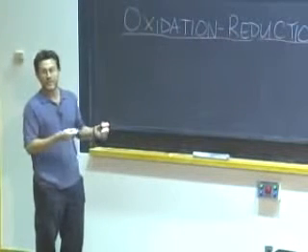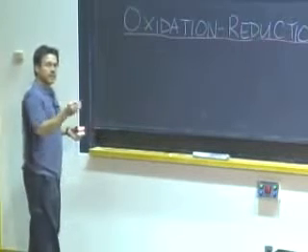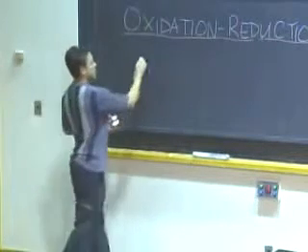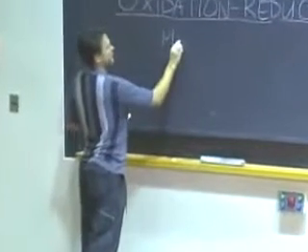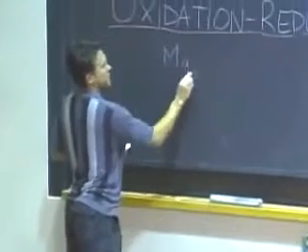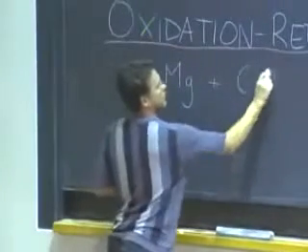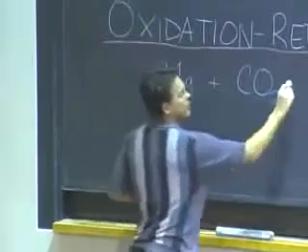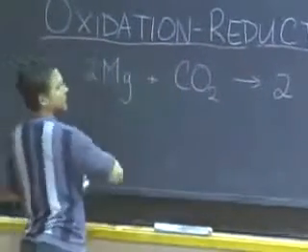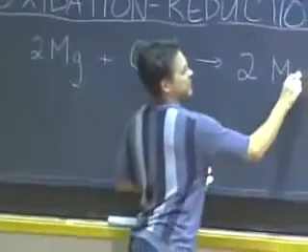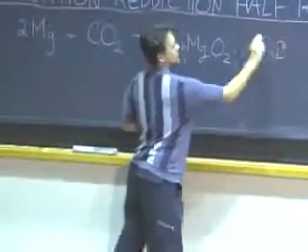Okay, so this is going to be good, and it's pretty straightforward. I want to give you an example of a reaction that can be decomposed into half reactions. And that is the reaction of magnesium metal with carbon dioxide going to, and this will be 2 equivalents of magnesium, going to 2 MgO plus elemental carbon.